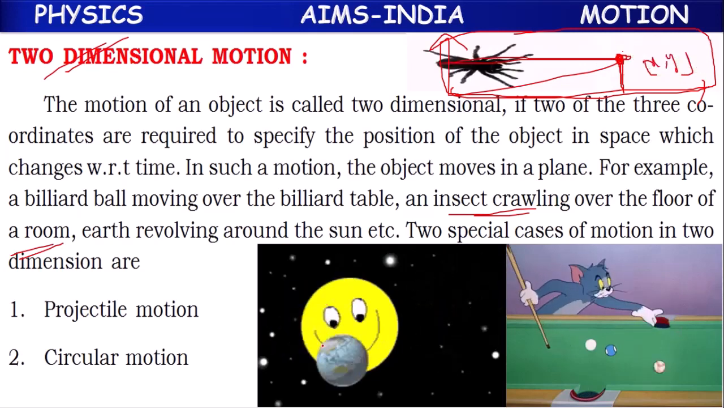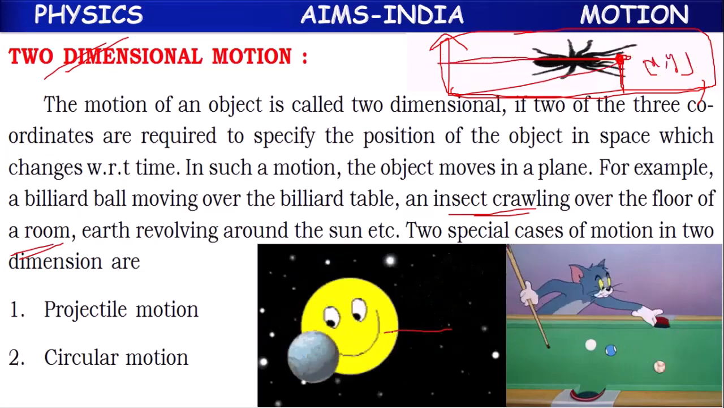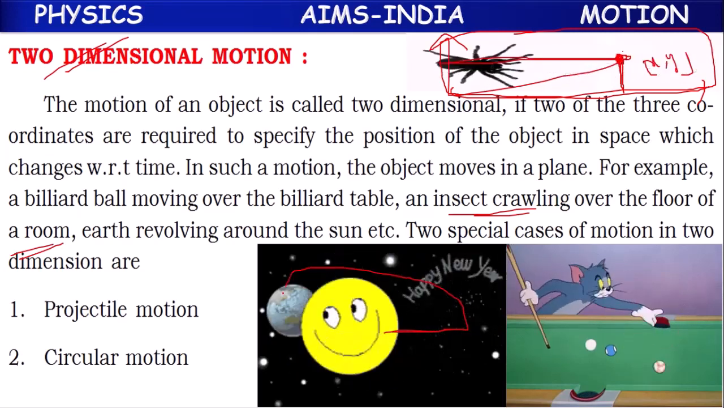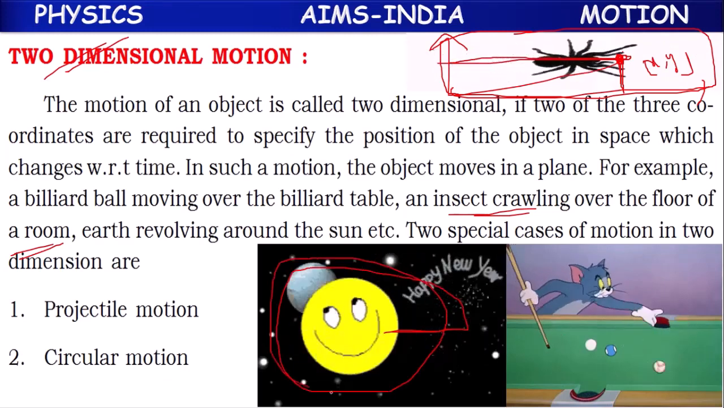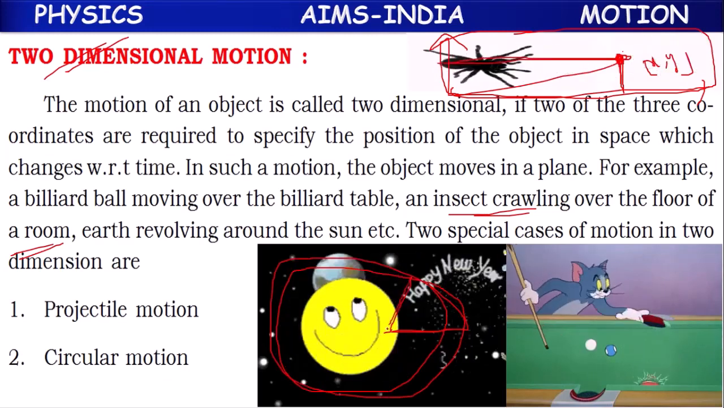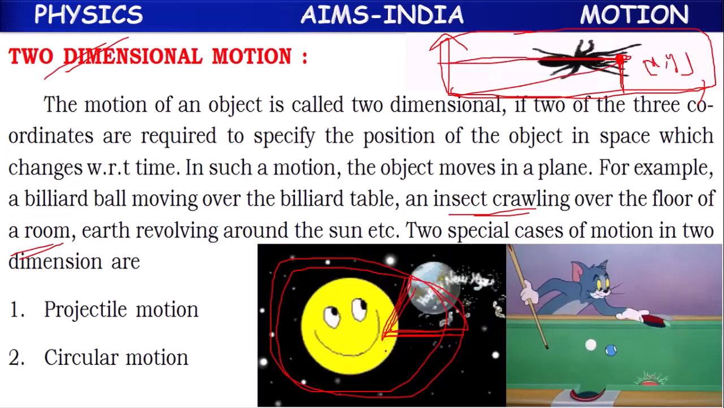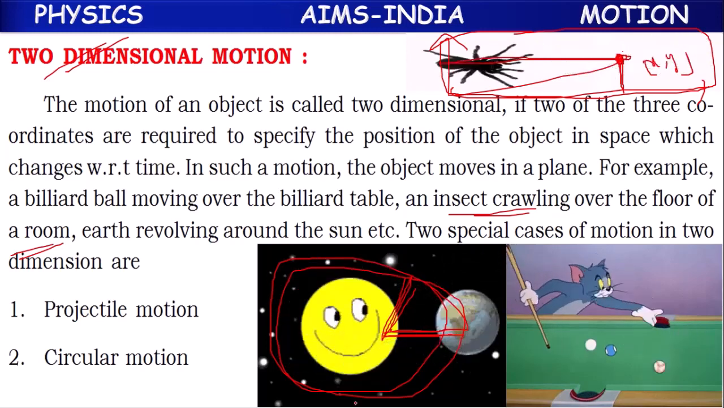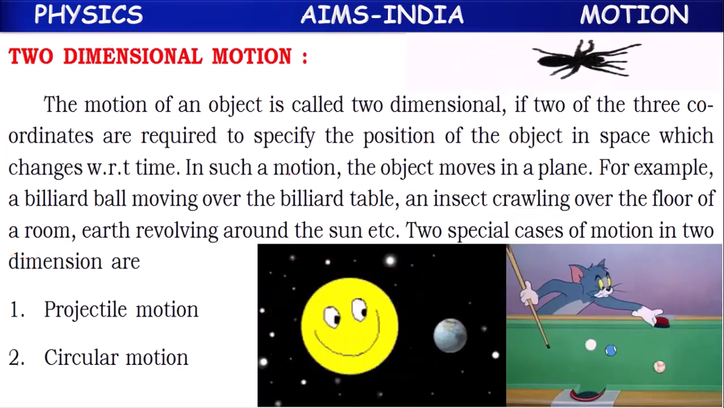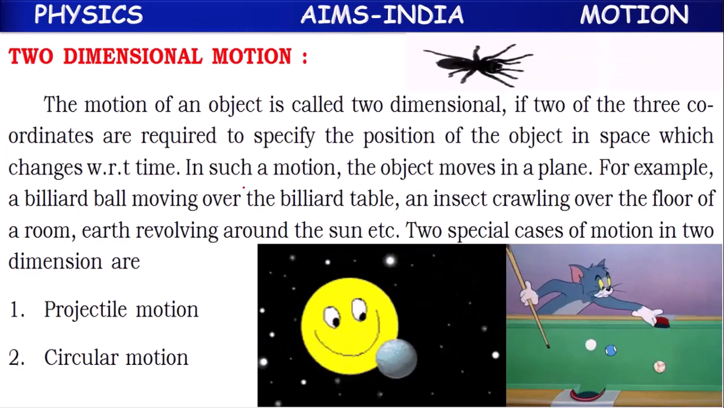Or the earth moving around the sun. To locate its position, we need the help of some coordinates, and with respect to time, it will change its position. So these are all examples of two-dimensional motions.